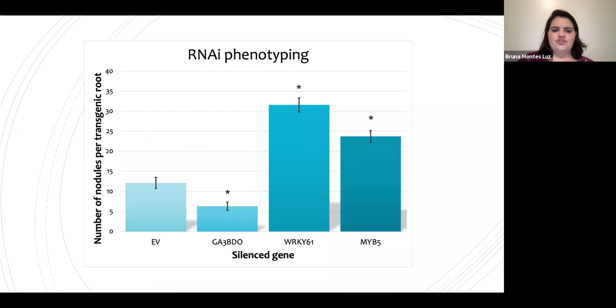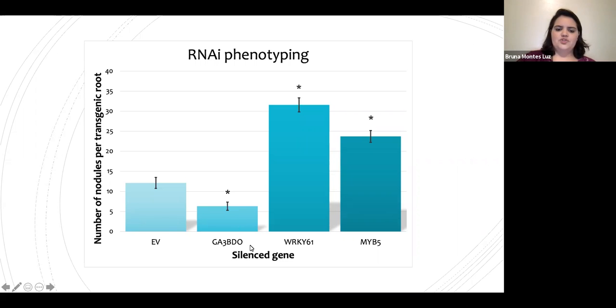So soybean transgenic roots with RNAi constructs were made, and these plants were inoculated with Bradyrhizobium japonicum. Four weeks after inoculation, we assessed nodule phenotype. In this case, I'm showing the number of nodules per root, and this is our empty vector control. We have examples of 3 genes here whose nodule numbers were affected.